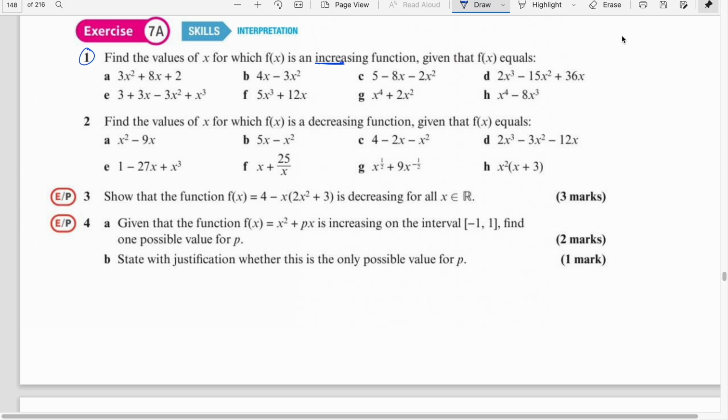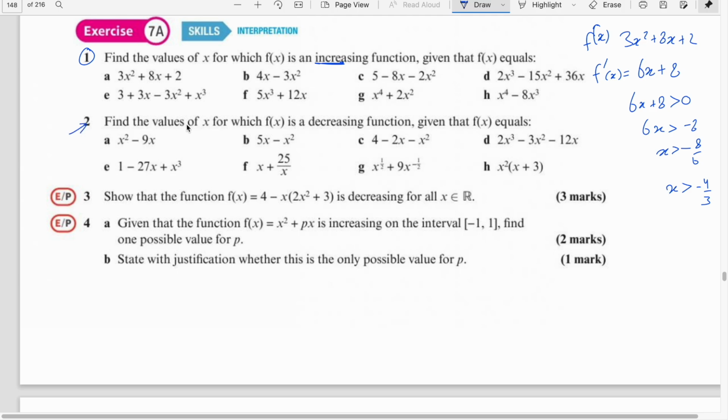So if I select the first one, that is 3x square plus 8x plus 2. This is the function f of x. When I differentiate it, this becomes 3 times 2, which is 6x, and 8. Now if it is an increasing function, the gradient must be positive. So 6x plus 8 is greater than 0 for x greater than minus 8 by 6, which is minus 4 by 3. So for all values of x greater than minus 4 by 3, the function is increasing.